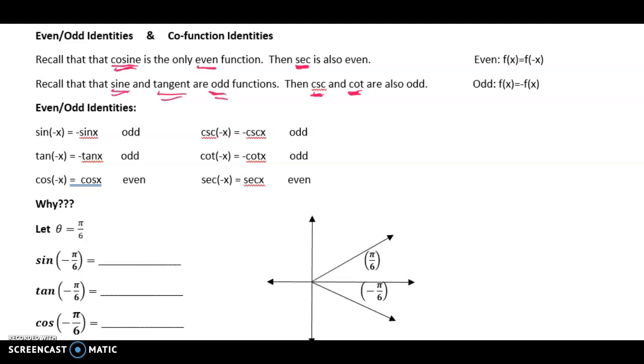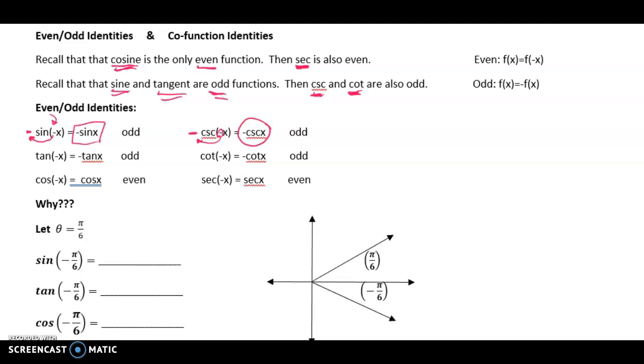Okay, so what does this all mean? Well, it means that when you have a negative angle measure, x represents an angle, an easy way to find the value of sine of a negative angle is to simply pull the negative to the front and take the negative sine of the positive angle, because sine is odd. Cosecant, you would do the same way. Pull the negative to the front, and it would be the negative cosecant of positive x.